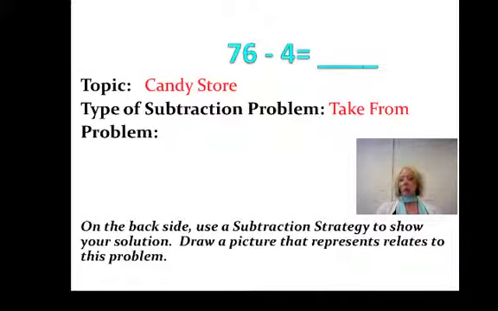And we talk about what should your problem have. It has to have a clear question at the end. It must be take from, and what numbers must we use? I suggested here that on the back side you use a subtraction strategy to show your solution. Draw a picture that represents or relates to this problem. However, you could simply start by coming up with the answer together as a group and then simply having them write the context or the problem.